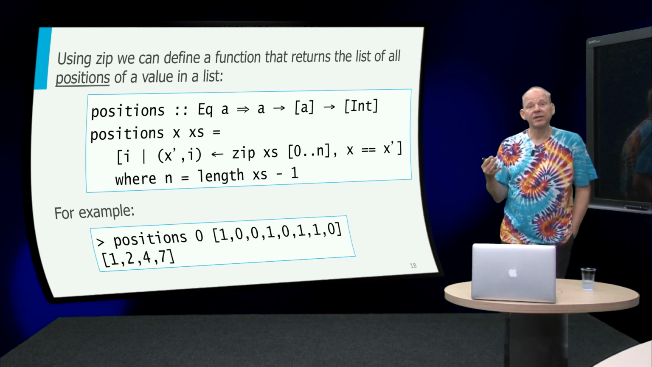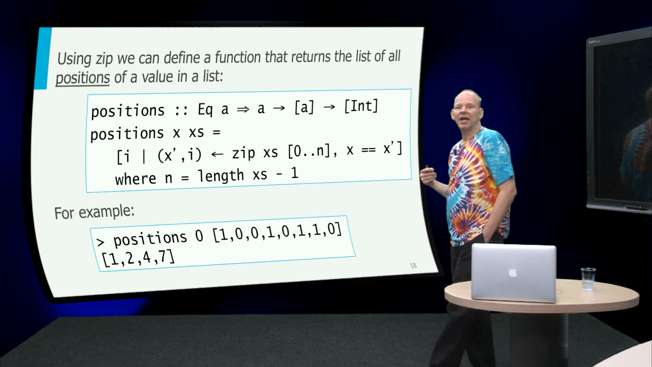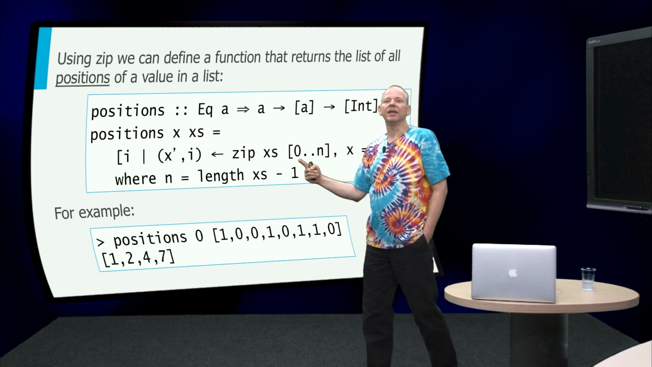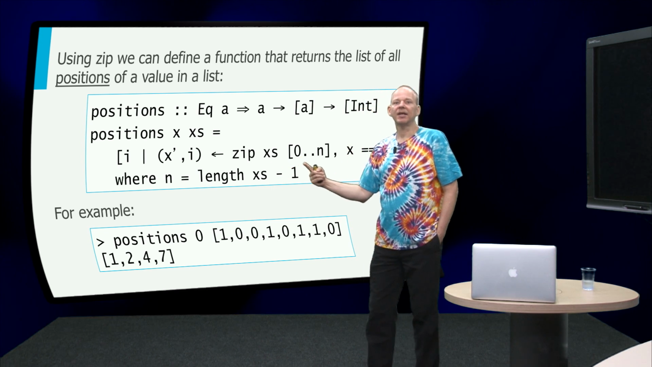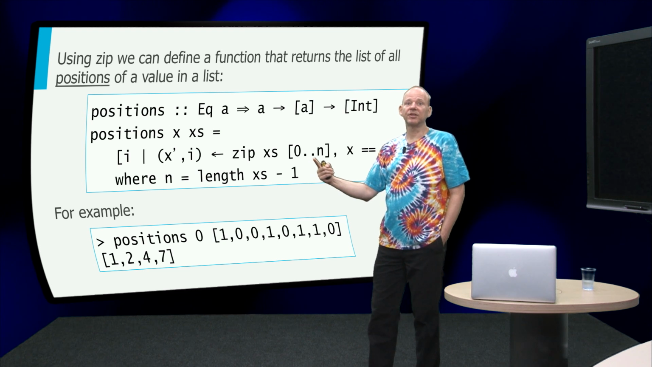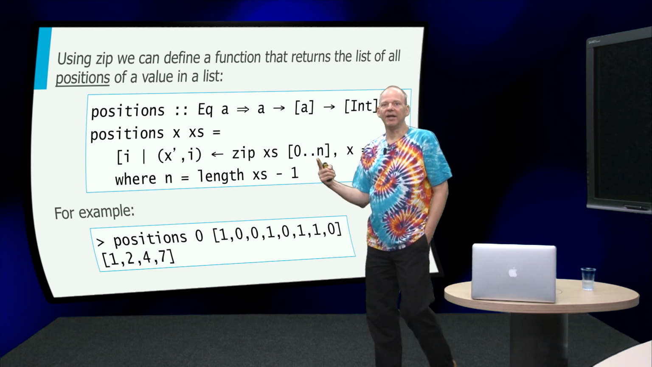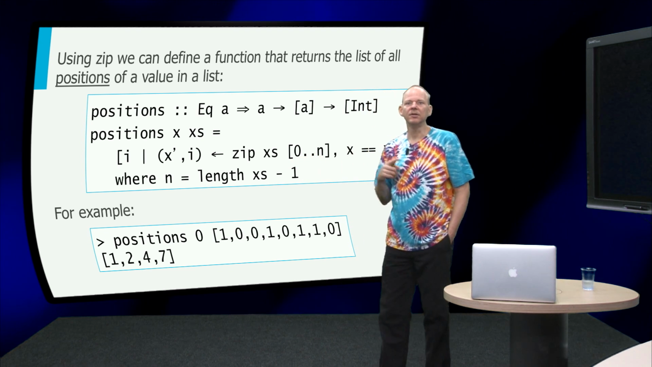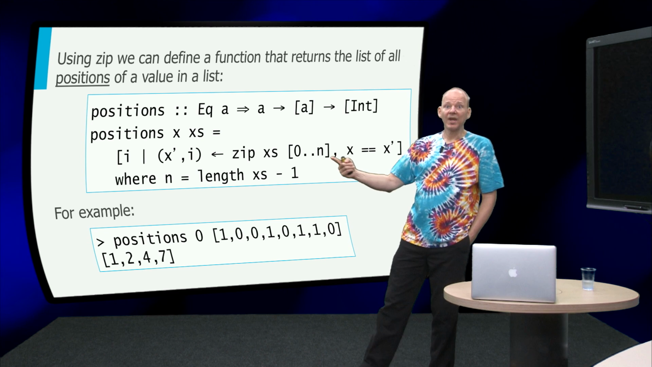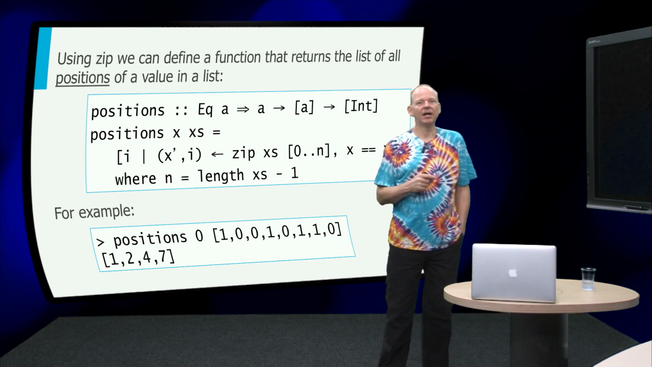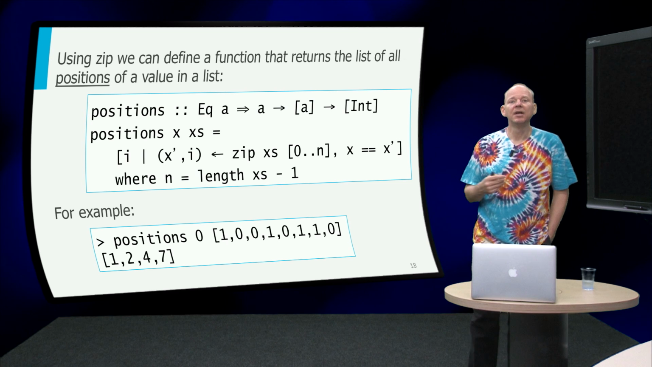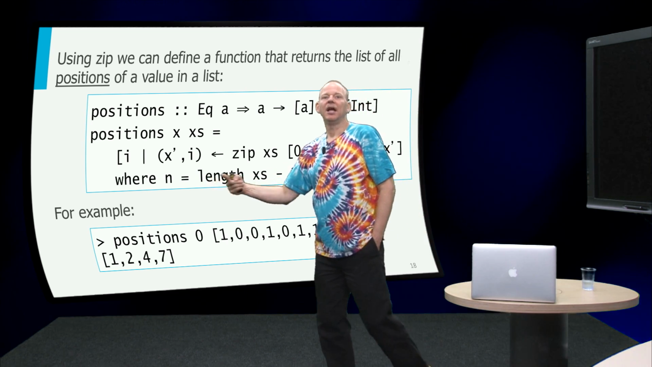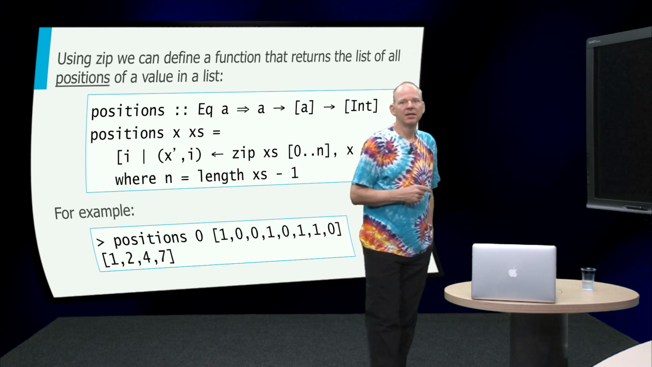So this is a fairly common operation. And the way we do that is using zip. So what we do is we take the list xs, we take the list from 0 to n, where n is the length of this list, but this really can be the infinite list starting at 0. And then we just zip the list with the positions to get every element here.